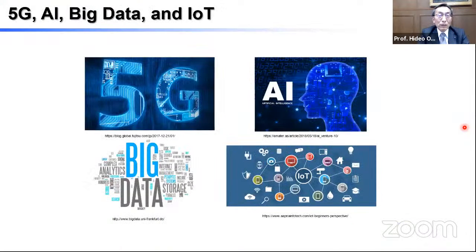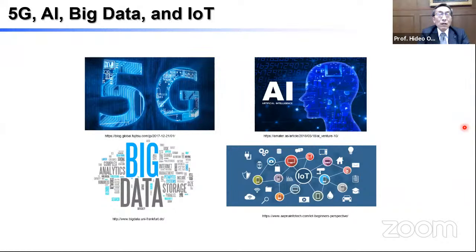So these are the things that we need to deal with, whether you like it or not. There will be a number of Internet of Things sensors all over the place, and that will create big data, and they're all communicated through 5G or beyond. And we need AI to process all the information that we gather. So this scheme can be very bright if we can use it in a wise way.